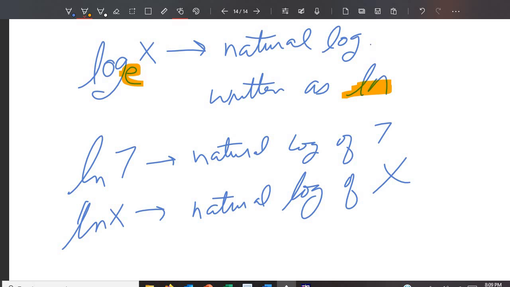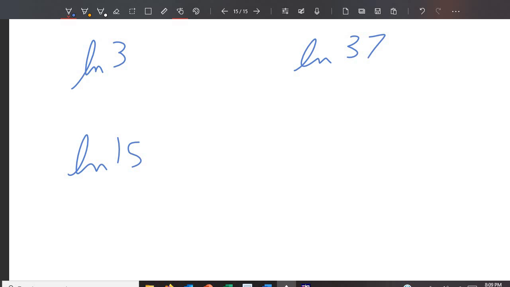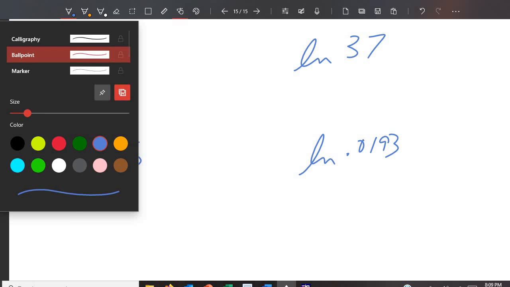There is an ln button on your calculator. We can do ln's on the calculator. We can do common logs and we can do ln's. Those are the only types we can do on the calculator right now. Now, I want to just write some stuff over here. Let's say 3 ln 15, ln 37, ln 0.0193. Now I want you to notice, again, there's no little number here.